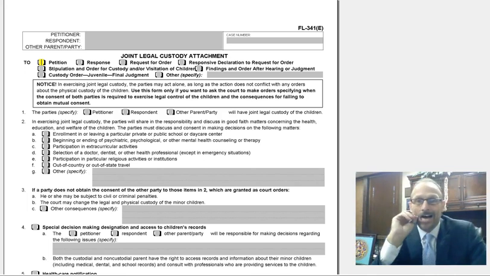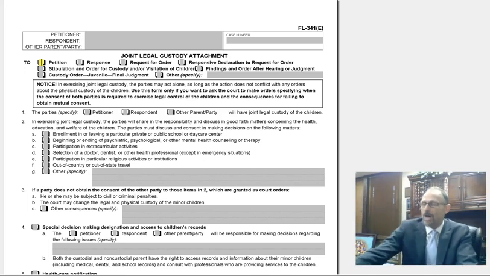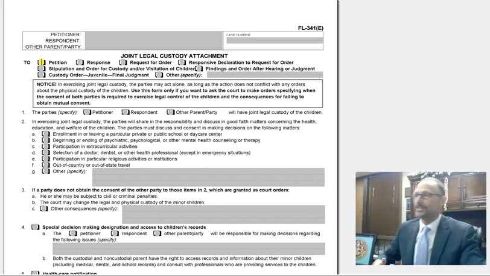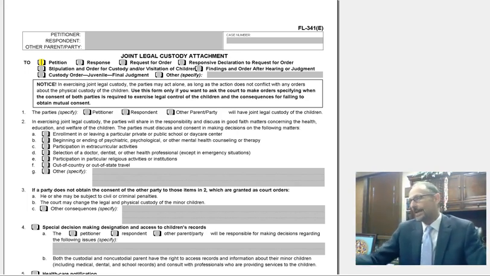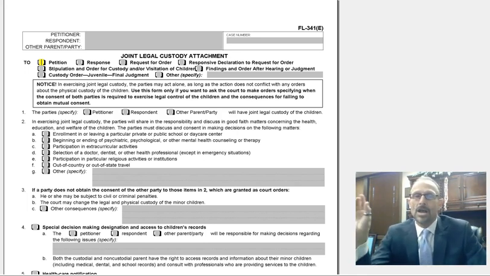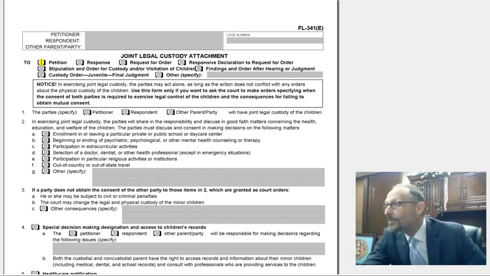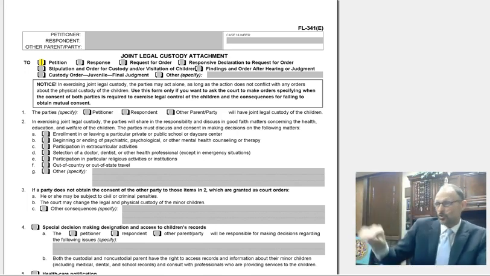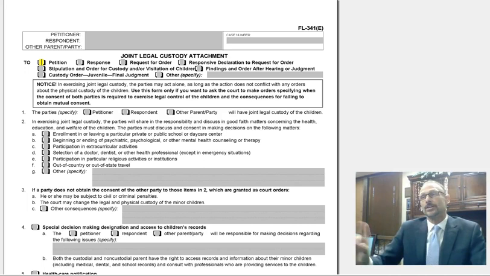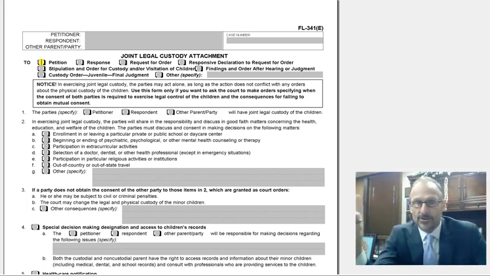Number 2, generally speaking, when you want standard joint legal custody orders for all of the issues, you're going to mark most or probably all of these boxes in this section, and further down too. I'll go through it to explain, but if you want one person to have specific control over a couple of issues, you're going to want to be very specific on that.